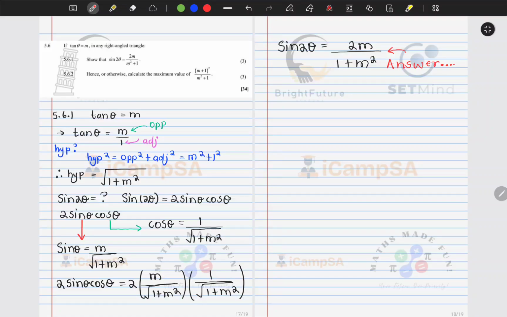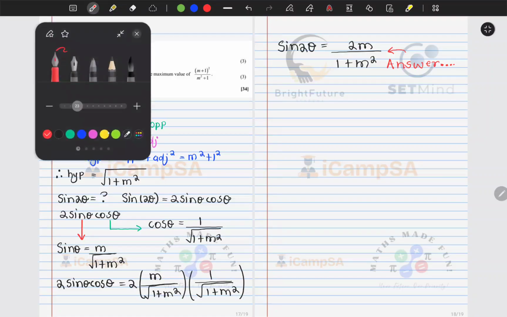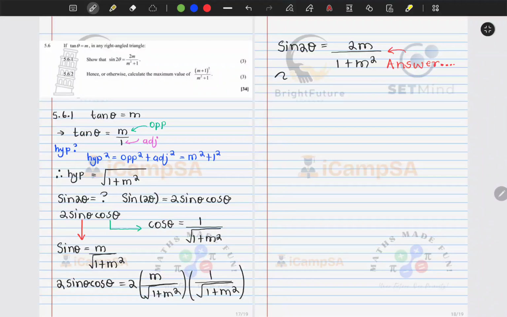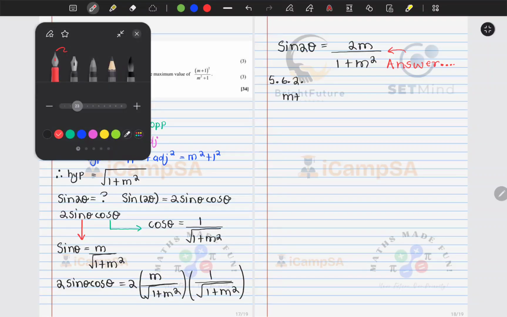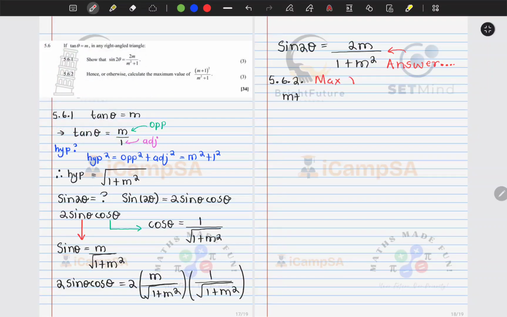Now let's go ahead and have a look at the next question, which is 5.6.2. So they are asking us, hence or otherwise, determine the maximum value of this expression. So we really need to think carefully here. So we need to be careful here. So let's go ahead and have a look at what is happening. So we are looking for the max value.